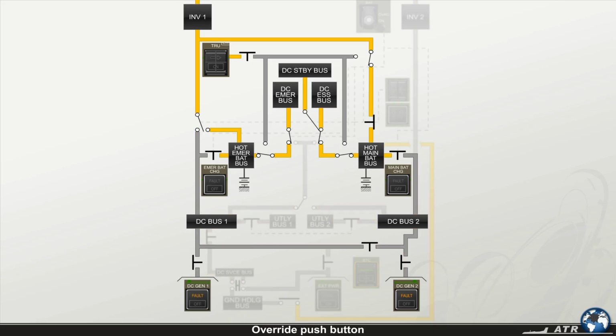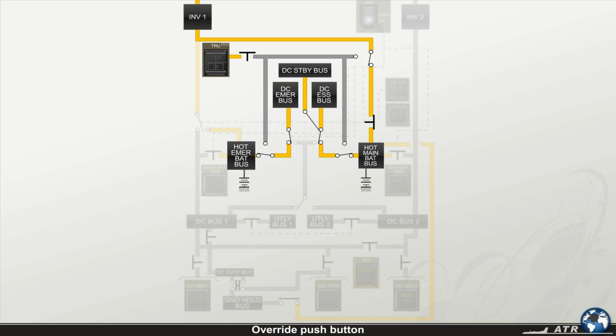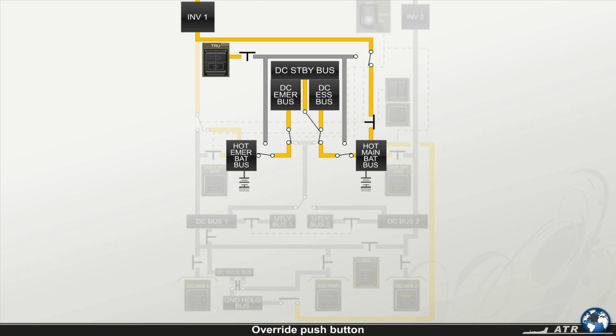In case both DC generators fail, the hot emergency battery bus supplies the DC emergency bus, and the hot main battery bus supplies inverter 1, DC standby bus, and DC essential bus.